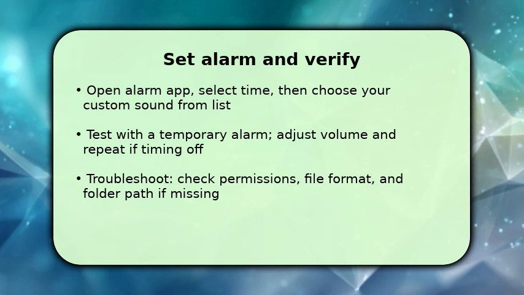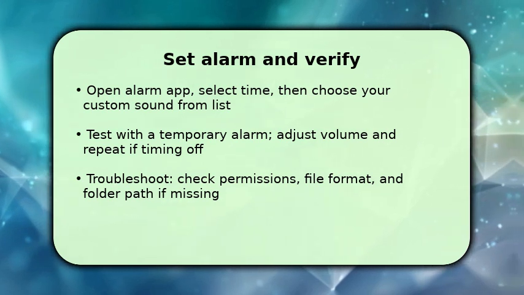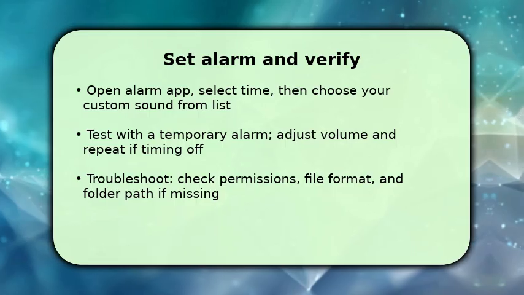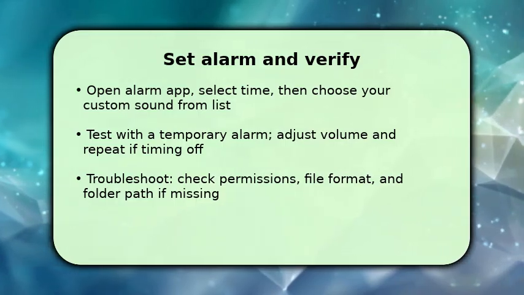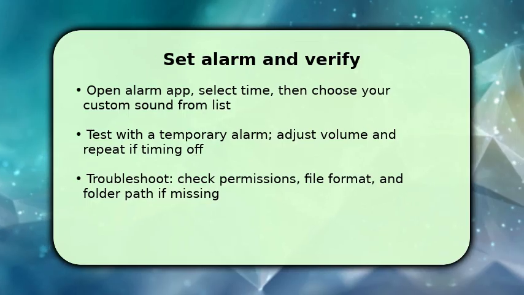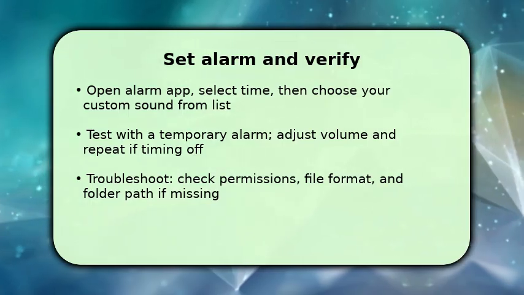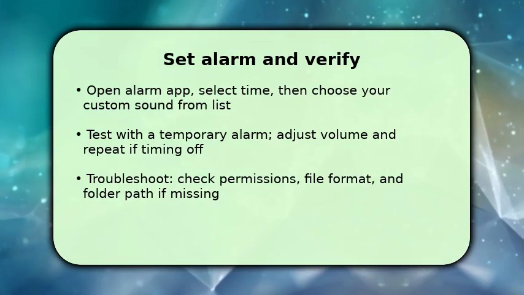You open the alarm app, create or edit an alarm, then select the custom sound from the list. If it's not visible, use the app's browse option to navigate to the file. After saving, set a quick test alarm to confirm volume and duration.